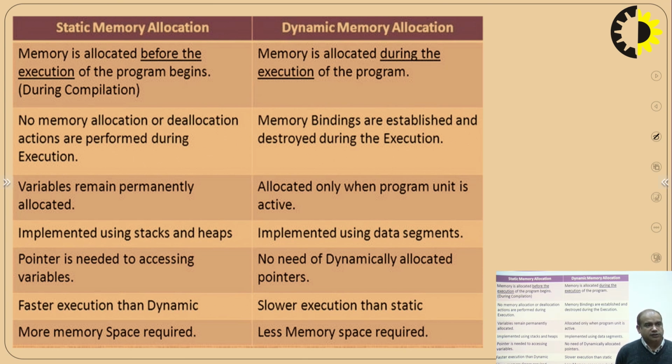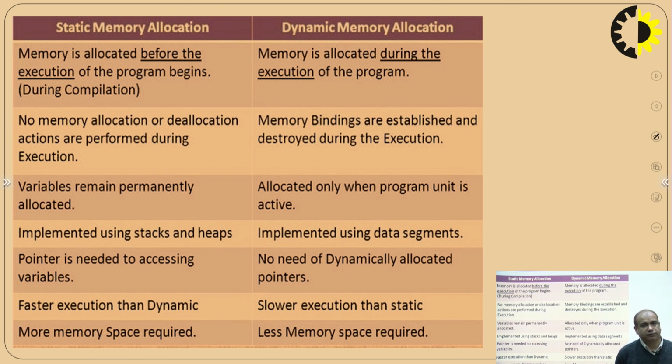Next, in static memory allocation, a pointer is needed to access the variable, but in dynamic memory allocation, there is no need of a dynamically allocated pointer. Next, static memory allocation is faster compared to dynamic, where dynamic memory allocation has one disadvantage, that is slower execution than static. So in case of static memory allocation, more space is required, while in case of dynamic memory allocation, less space is required.